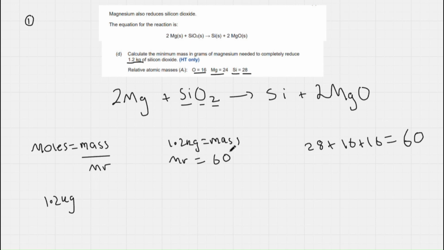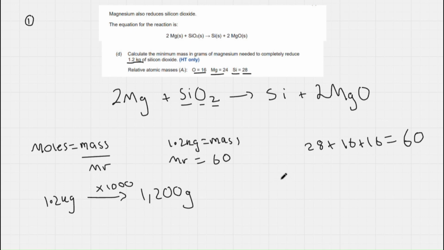However, there is one problem, and we're not complete yet to substitute this into the equation. In chemistry, we do not use kilograms. We always convert the kg into grams, and we do that by timesing by 1,000. So we have 1,200 grams instead of 1.2 kg.